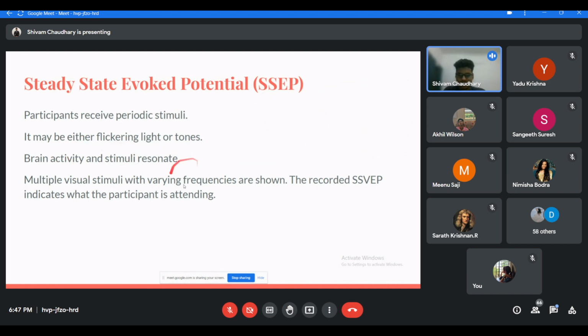So using that, you can also do a keyboard. You can present a keyboard layout to the person, and you flicker different components at different frequencies. Whenever they focus on something, you can basically figure out what they're looking at, what they're focusing at. All right.